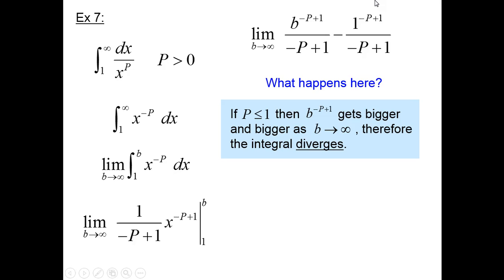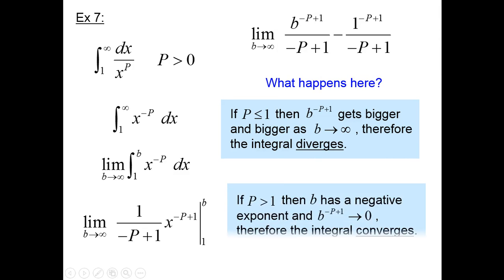On the other hand, if this exponent turns out negative, it sends this b to the denominator. So as b goes to infinity, what would happen in that case to this fraction? It would go to 0, and the whole thing would converge to this fraction over here. I want you to remember this example because when we get to the next chapter, you're going to see these two cases again in a similar problem.